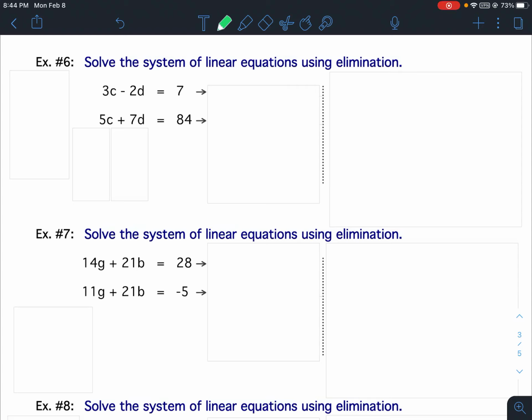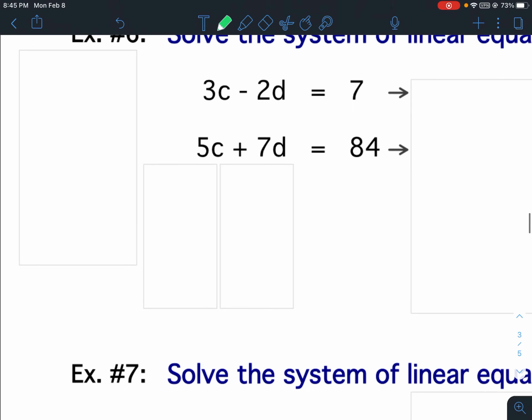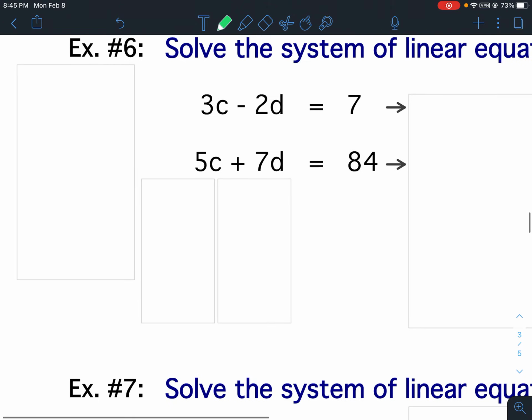Solving systems of equations using elimination, lesson 11 notes. Example number 6. All right, so let's start with, do we have opposites? No, we do not. Do we have identical terms? No, we do not. Do we have multiples?